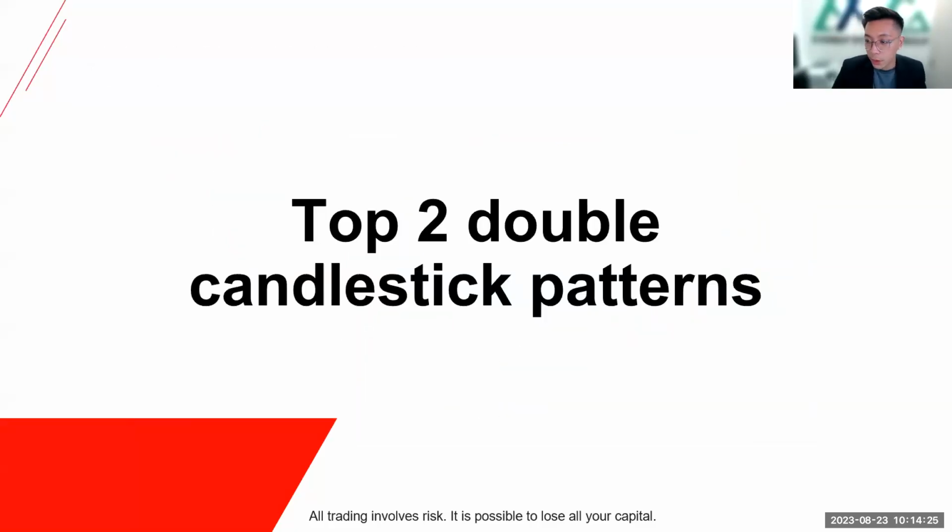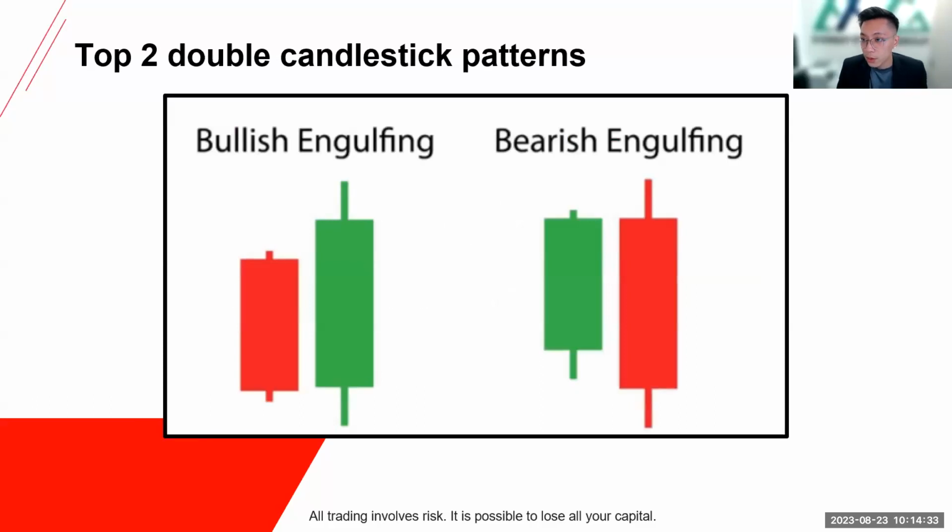Okay, so next I'll be going through with you guys the top 2 candlestick patterns. So what are the top 2 candlestick patterns? Firstly, we definitely have the engulfing candles. So bullish engulfing and bearish engulfing. It's very simple for these engulfing candles. Engulfing just means that it's bigger, right? Like you engulf, like engulfing fire, etc.